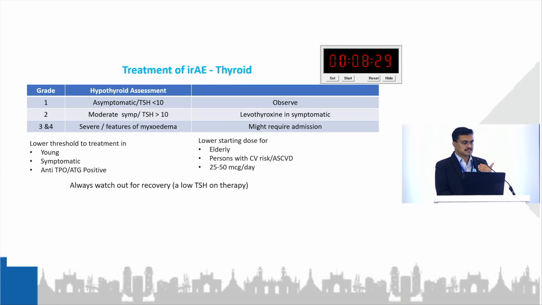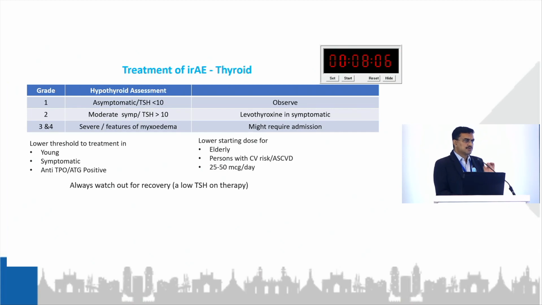So in a grade 1 asymptomatic patient or TSH less than 10, you can just observe. Grade 2 with TSH more than 10, you just treat the patient. But in severe cases, the patient might require admission. We should keep a lower threshold of treatment in young, symptomatic, and antibody-positive patients, and also we should give a lower starting dose for patients with comorbidities.